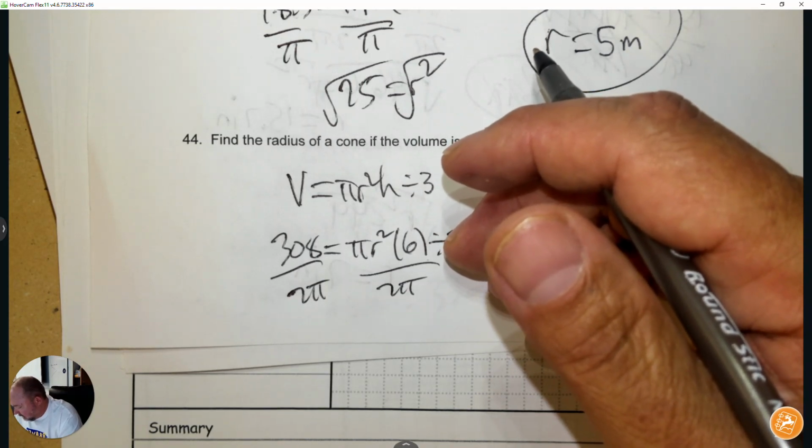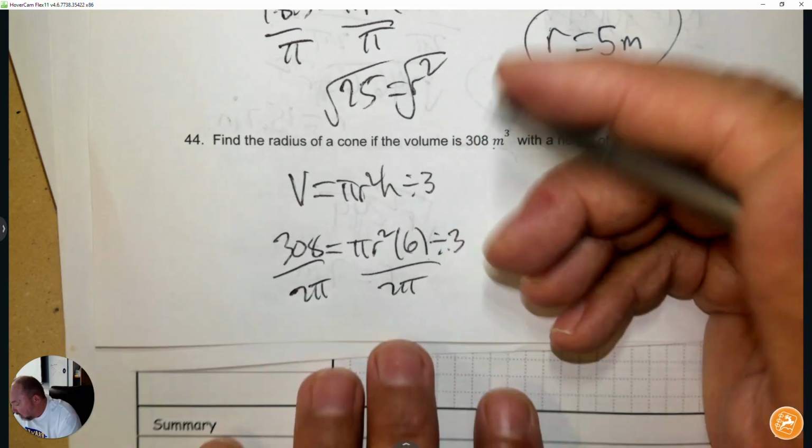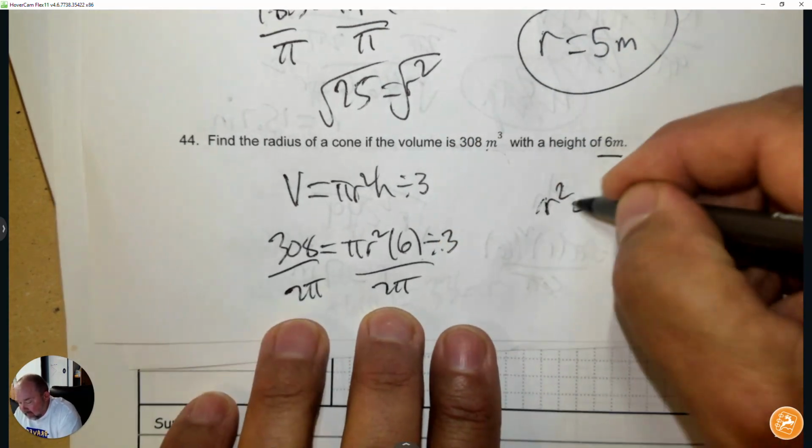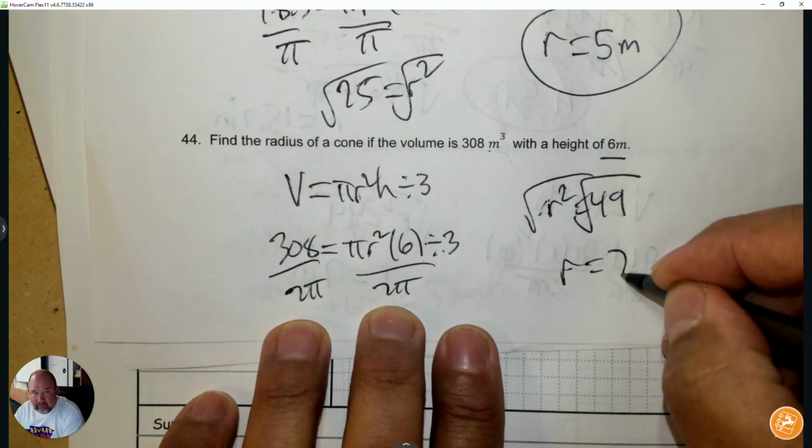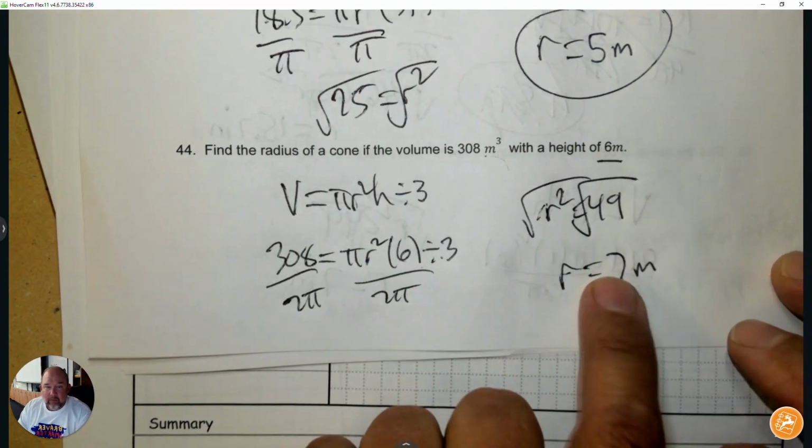So that's about 49. And then the square root of 49 gives me the answer 7. And so the radius of that cone is 7.